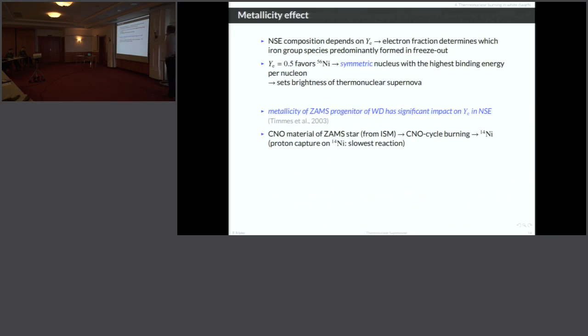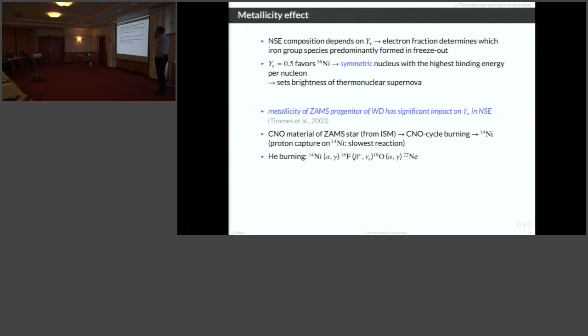It was pointed out by Frank Timmes and collaborators in 2003. So the idea is that in the main sequence star we have some carbon, nitrogen, oxygen composition, the metallicity that's inherited to the star from the composition of the interstellar material it was formed from. And this metallicity is of course important because it is used as a catalyst in CNO cycle burning, and in CNO cycle burning all this material will be converted to nitrogen-14, because the proton capture on nitrogen-14 is the slowest reaction in CNO cycle burning.